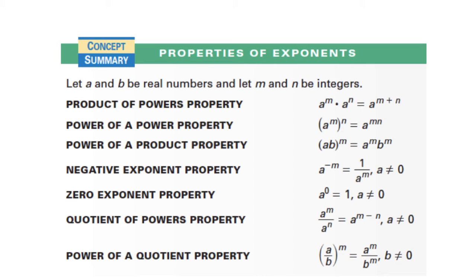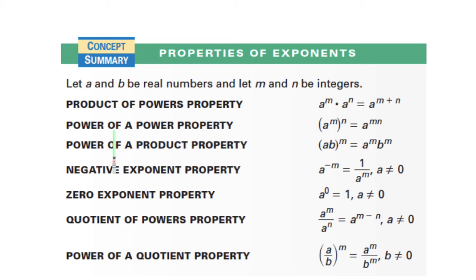The properties of exponents. Let's start with the first one. The product of powers property says that if the bases are the same, we just add the exponents. So a to the m times a to the n is equal to a to the m plus n.